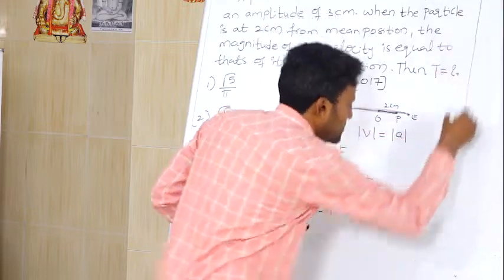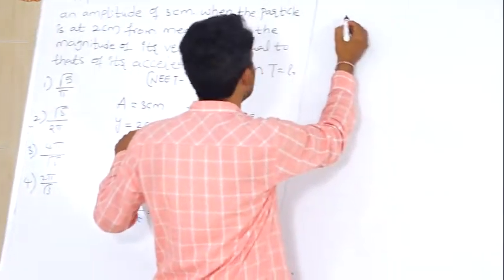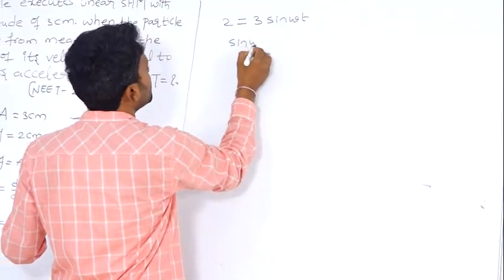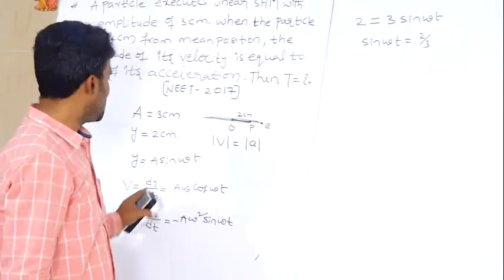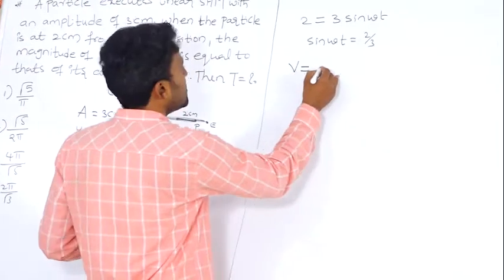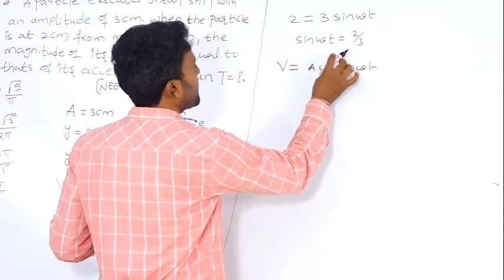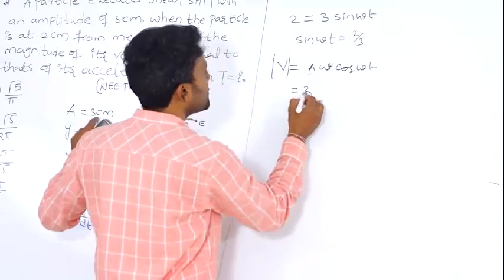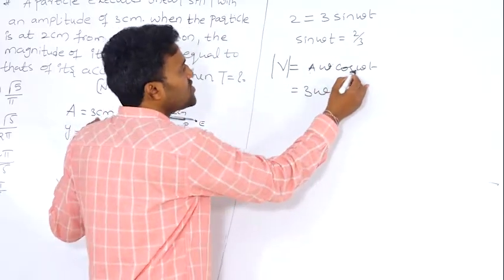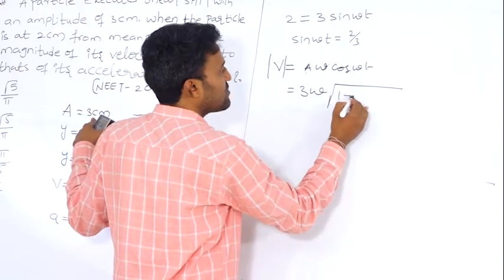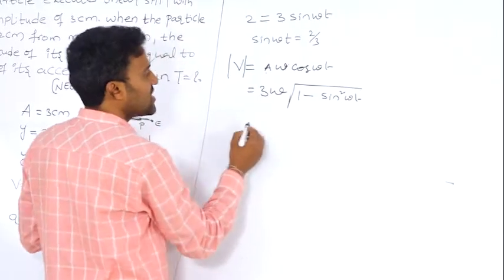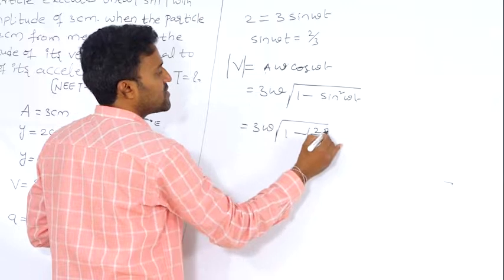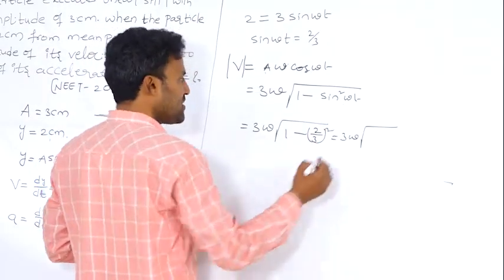Okay, we can write the first equation: y is equal to 2 centimeters and a is equal to 3 centimeters, so sin omega t is equal to 2 by 3. Then the velocity equation, v is equal to a omega cos omega t. So for the magnitude, a is 3 centimeters as given, and omega value we don't know. So cos omega t, do you know the value or not? If you don't know, you have to write it like this: root of 1 minus sin square omega t. At that moment, 3 omega times root of (1 minus sin square omega t) is equal to 3 omega under root of (1 minus (2 by 3) whole square), that is equal to 3 omega under root of 4 by 9.